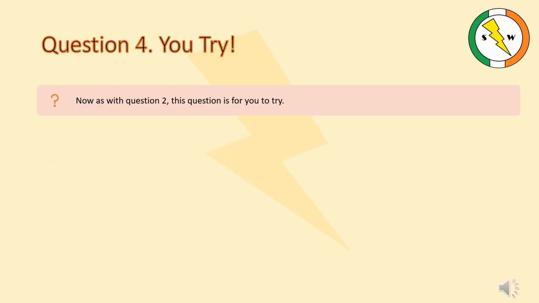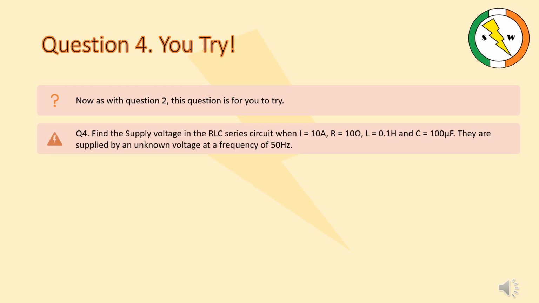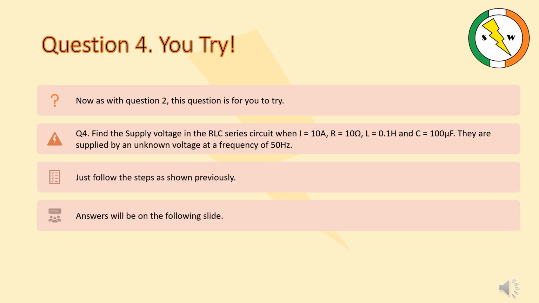Now as with question 2, this question is for you to try. Question 4. Find the supply voltage in the RLC series circuit when I equals 10 amps, R equals 10 ohms, L equals 0.1 henries, and C equals 100 microfarads. They are supplied by an unknown voltage at a frequency of 50 Hz. Just follow the steps as shown previously. Answers will be on the following slide. Pause now and best of luck.